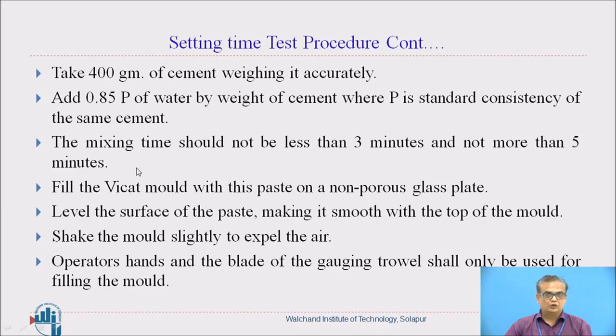So the mixing time is also fixed. This particular mixture is filled in the Vicat mold, and this mold is kept on a non-porous glass plate. Now this mold is shaken in order to expel any air that is present there, so that the cement paste will be voidless, and the trowel should be used for gauging this particular cement.